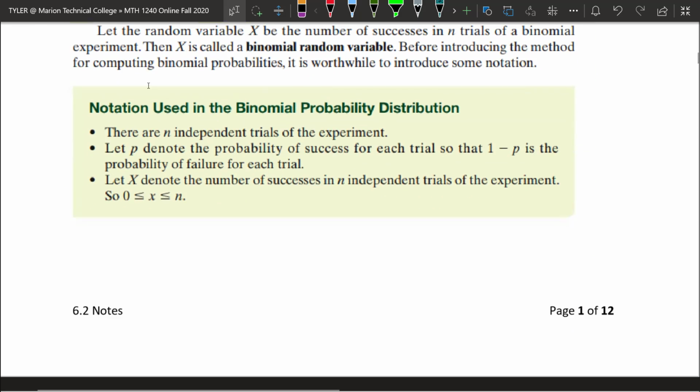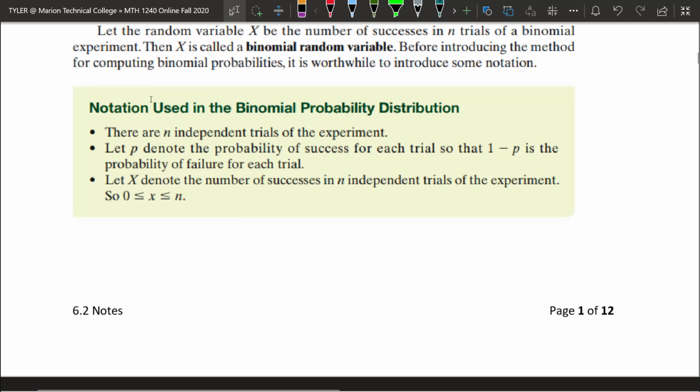So if we let the random variable capital X be the number of successes in n trials of a binomial experiment, then X is called a binomial random variable. Before we look at how to compute these binomial probabilities, I want to introduce some notation.